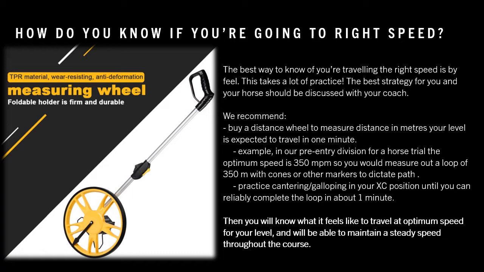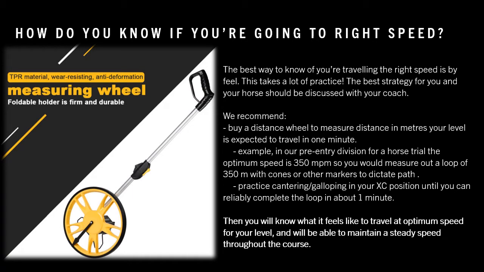So for the pre-entry division that we discussed on the map, that was 350 meters per minute. You would take your wheel, measure out 350 meters, and mark that with cones or standards or something that tells you that's the path I have to travel to do 350 meters. Then you get on your horse and practice doing that loop until you can do it in 1 minute. You'll get really good at it. You'll either have someone timing you or you'll time yourself with a stopwatch or just a digital watch on your wrist. And you'll know what it feels like to do that in 1 minute, and that means you're traveling at 350 meters per minute.